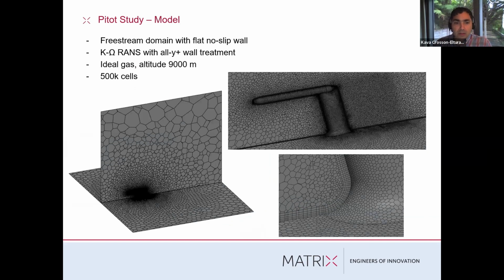So the model is just a small free stream domain with a flat no slip wall, K omega turbulence with an all Y plus treatment to make it less sensitive to the mesh. An ideal gas model is selected, and the altitude's 9,000 meters, and there's about 500,000 cells. And all of the examples in this presentation follow roughly the same order of magnitude of the problem parameters.